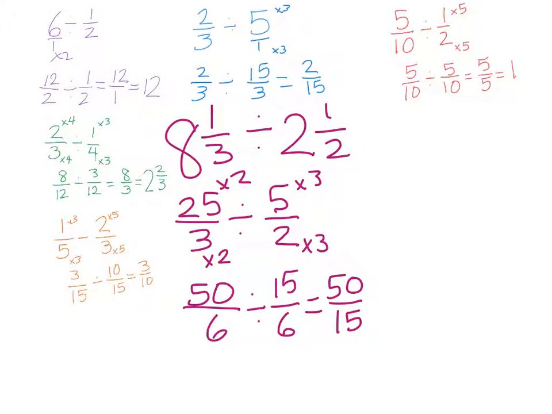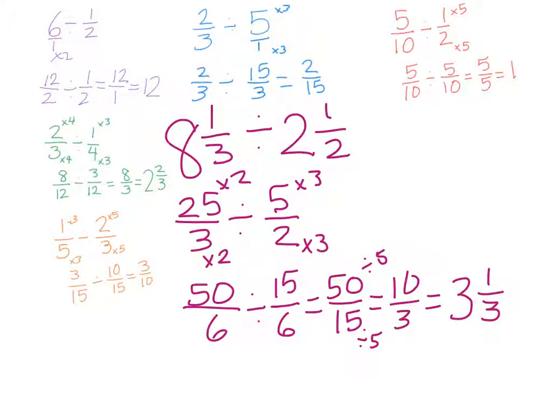I noticed I needed to reduce this. Common factor of 5, so if I divide both by 5, I can reduce these. 50 divided by 5 is 10, 15 divided by 5 is 3, and now putting it back into that mixed number, 3 goes into 10 3 times, that would make 9, that gives me 1 left over, so I end up with 3 1/3. So there are 3 1/3 2 1/2s in 8 1/3.